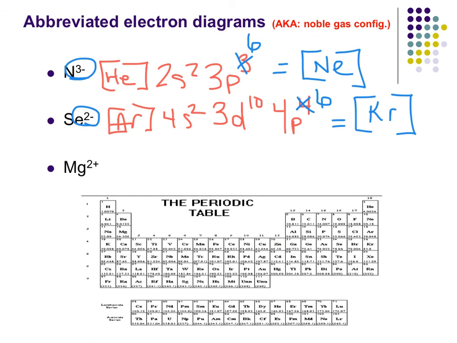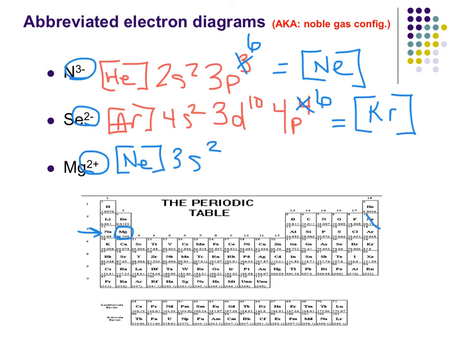Now let's try magnesium, a positive one. So magnesium is here in the 2nd column, 3rd period. The noble gas before that would be neon, so I'm going to write neon in brackets. And then that's going to allow me to start at the 3rd energy level with 3s2. Now the question is, how do I make a positive charge?